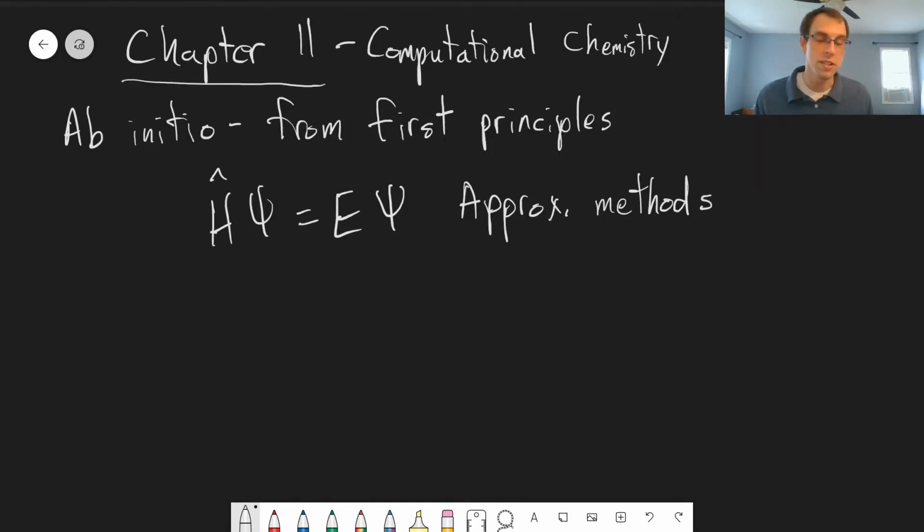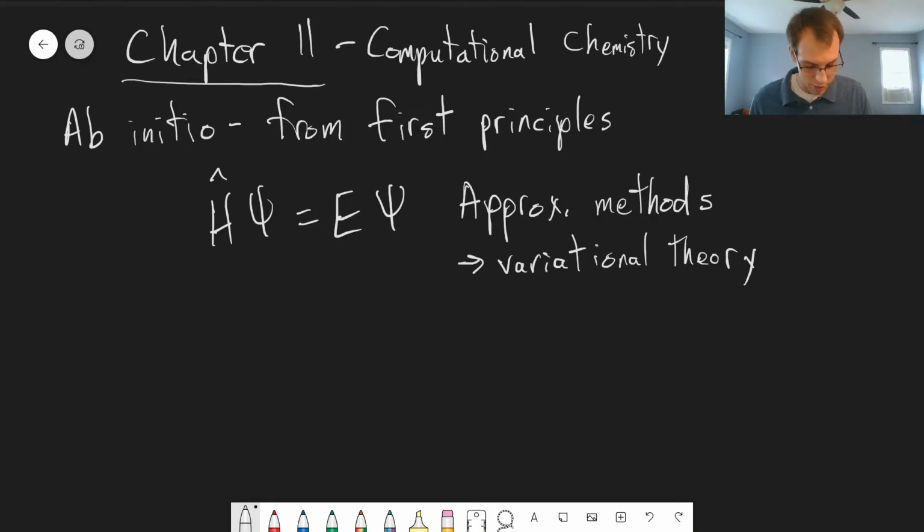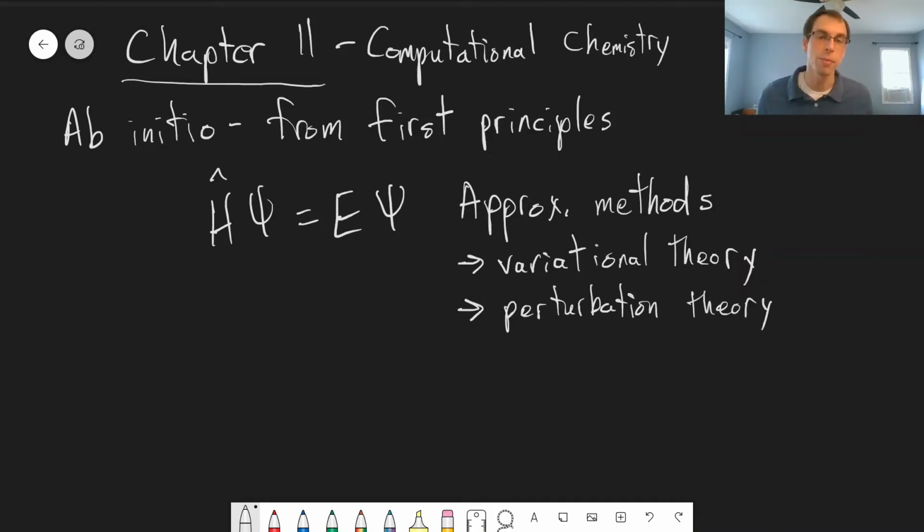All calculations that are done in computational chemistry roughly fall under the categories of variational theory, at least for ab initio calculations. So either they are variational theory calculations or perturbation theory. And so the ideas that we've talked about previously are what underlie these calculations that are done.